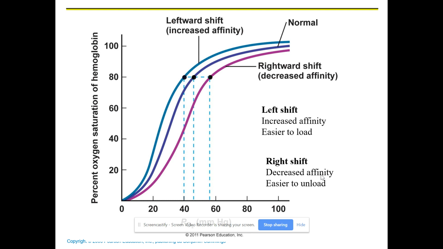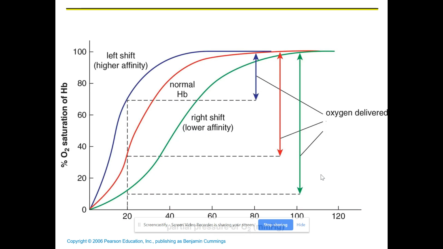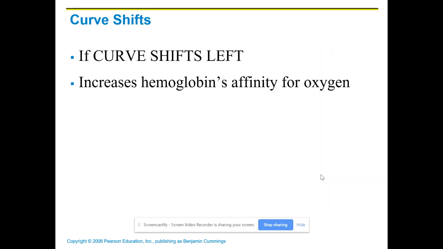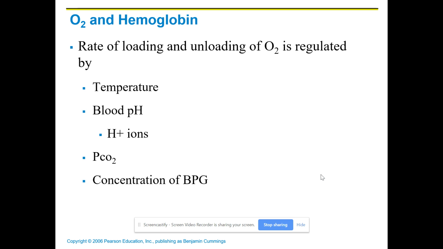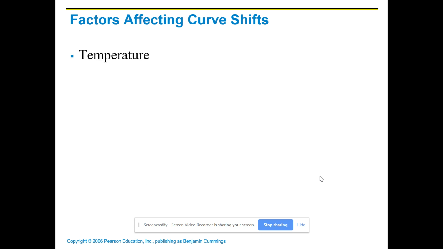Let's talk about the things that can make it shift one way or the other. But again, if we shift to the left, affinity goes up. It's easier to load. If we shift to the right, affinity goes down. It's easier to unload. Well, the things that cause this shifting are things like temperature, carbon dioxide, pH, and something called BPG, which stands for bisphosphoglycerate. So in other words, just changing temperature will shift the curve. Changing pH will shift the curve. Changing the amount of carbon dioxide will shift the curve, and then so will changing the amount of BPG. Let's look at these. Let's look at temperature first.